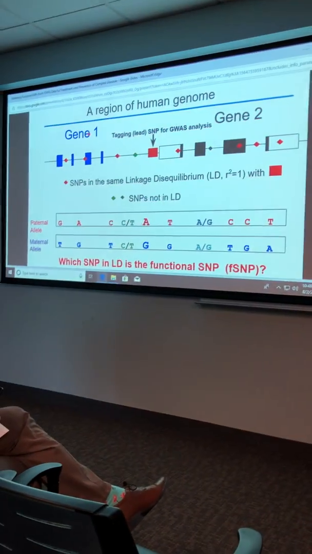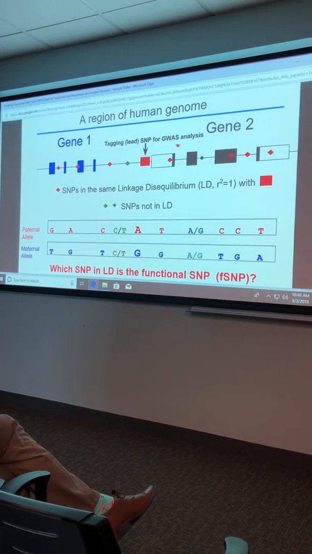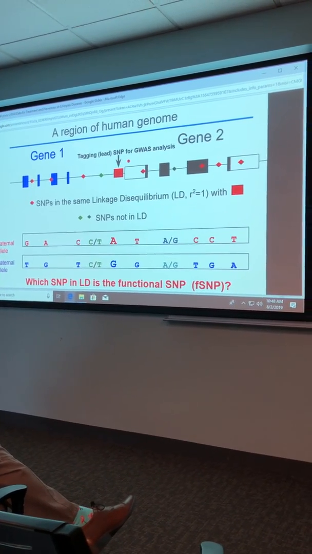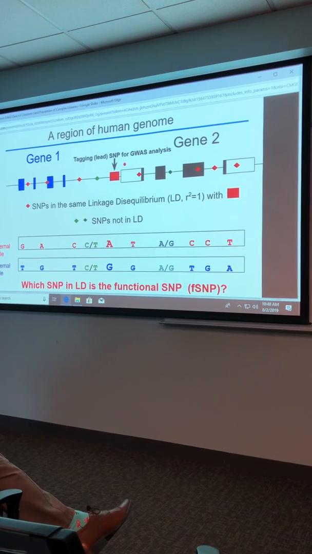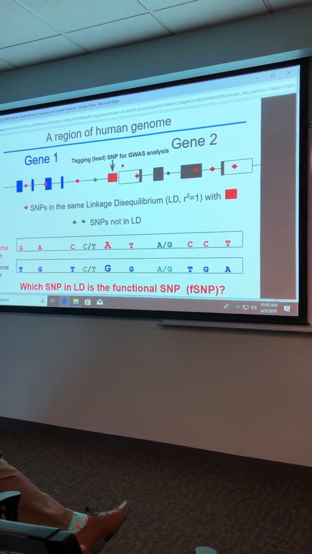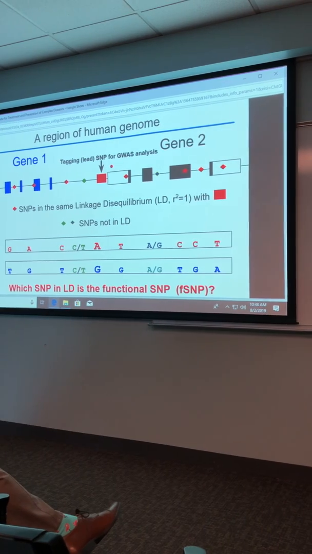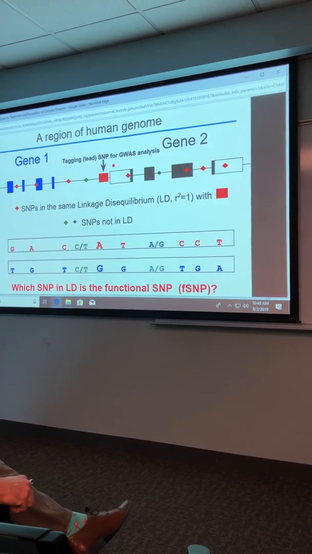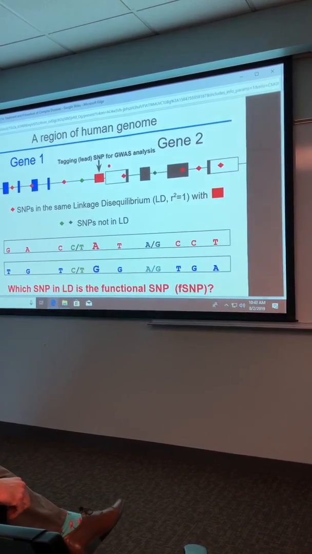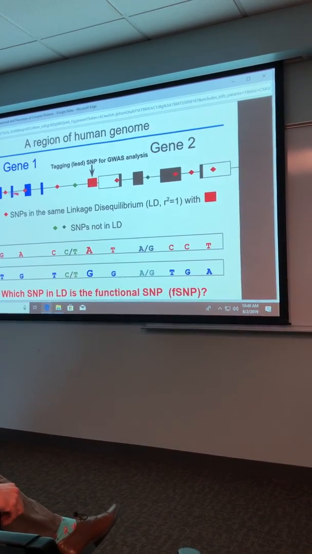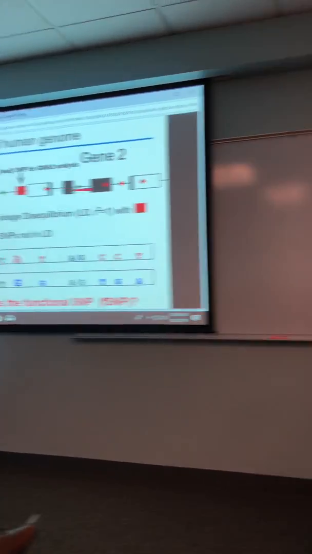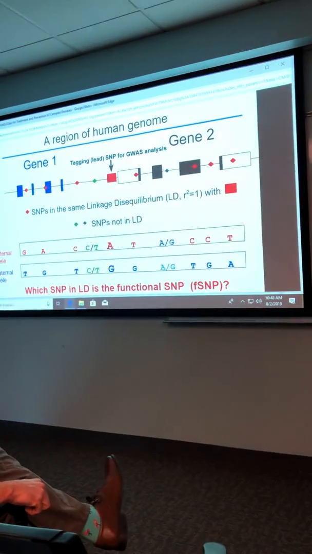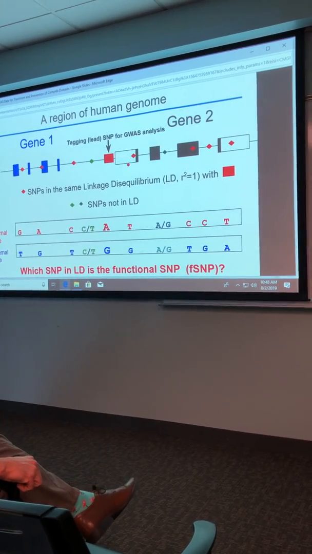Here's another diagram. This is a region of the human genome, and we have gene 1 and gene 2. We have a lead SNP that's tagged through GWAS analysis. That lead SNP represents multiple other SNPs in the same linkage disequilibrium, the red diamonds here. The green ones are SNPs not in the linkage disequilibrium, so they're not represented by the lead SNP target for GWAS analysis.